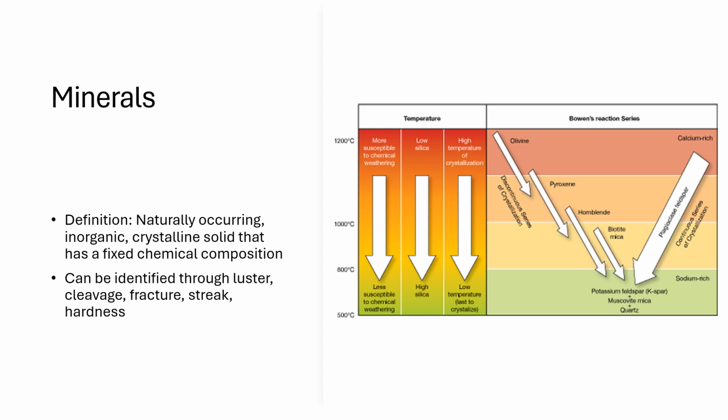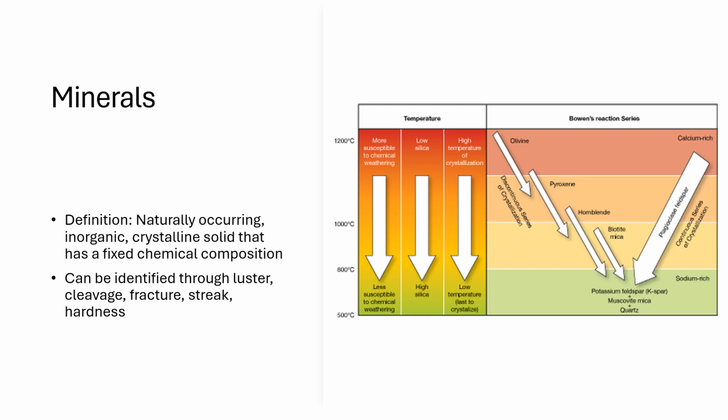Minerals are naturally occurring inorganic crystalline solids with a fixed chemical composition. A rock, in contrast, is comprised of one or more minerals. Minerals can be identified through luster, cleavage, fracture, streak, and hardness, and Bowen's reaction series is shown on the left.